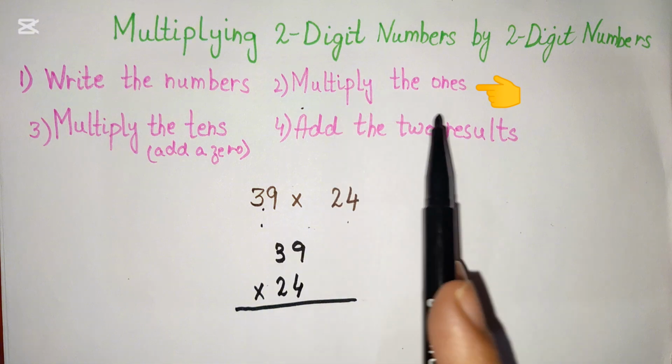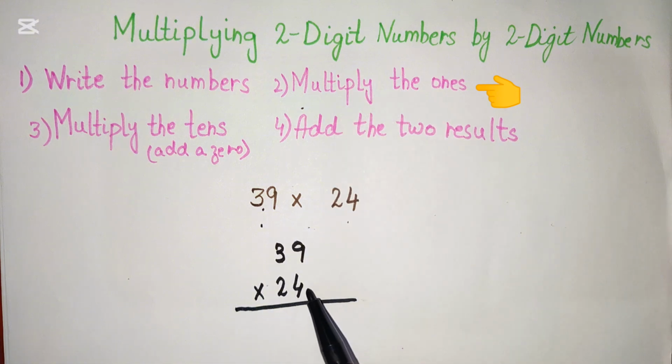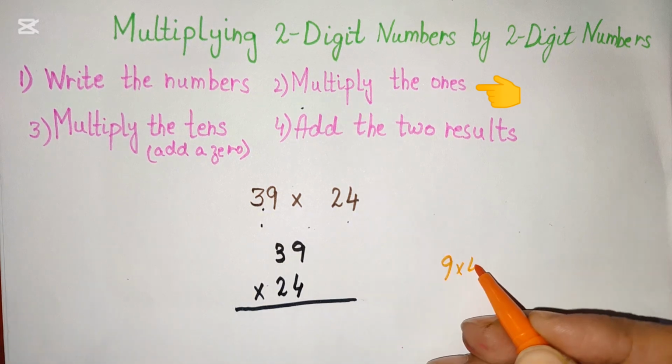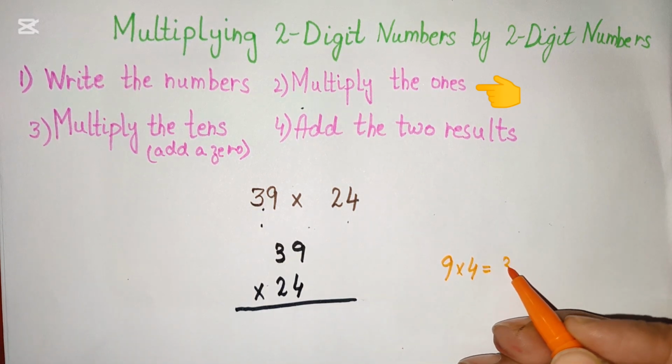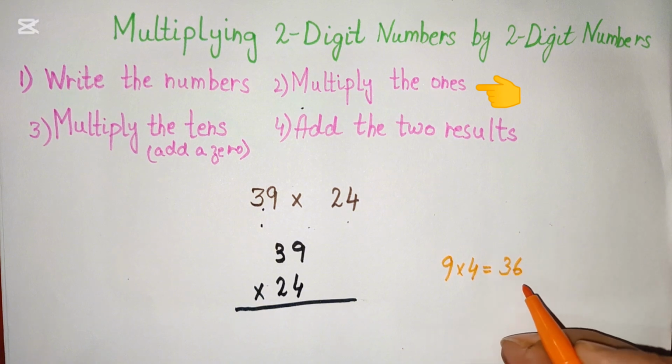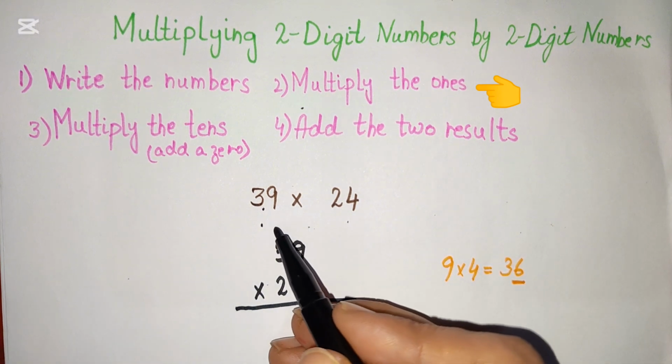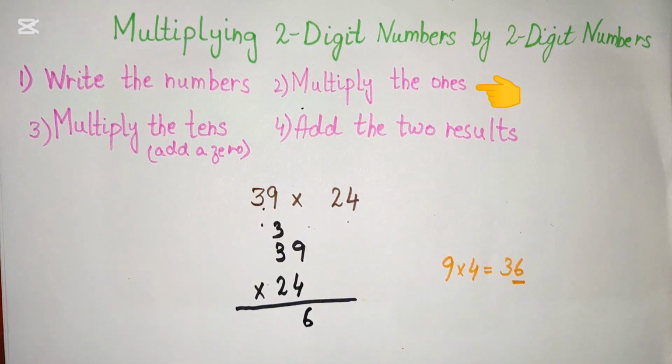Next step is to multiply the ones. It means 4 is in the ones place. So we will multiply 4 by 9. We know that 9 times 4 is 36. So we will write 6 here and 3 on top of the next value.